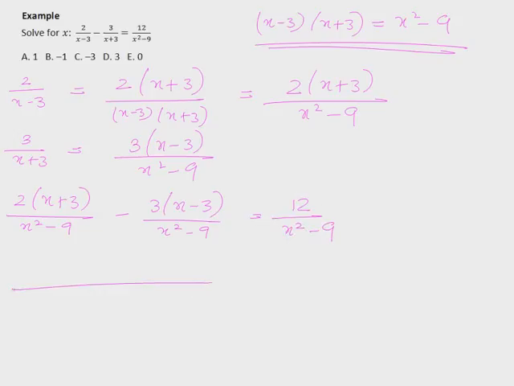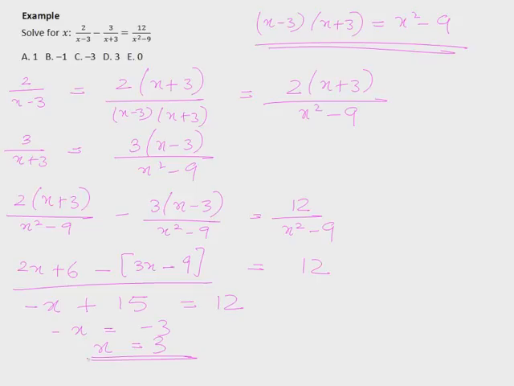Let's simplify this numerator. Becomes 2x plus 6 minus 3x minus 9 equal to 12. So this becomes 2x minus 3x will be minus x, 6 minus 9 will be minus 3. So I get minus x minus 3 is equal to 12.